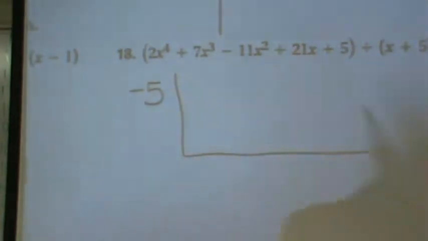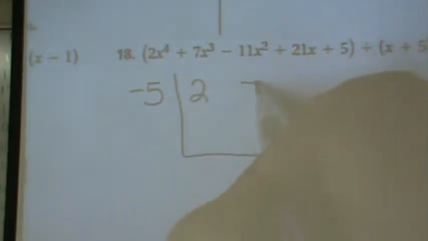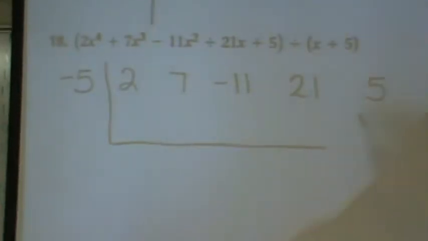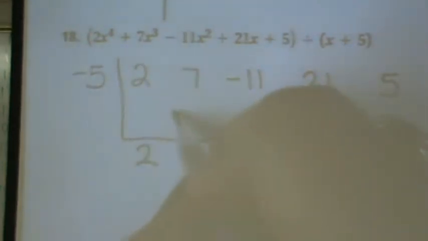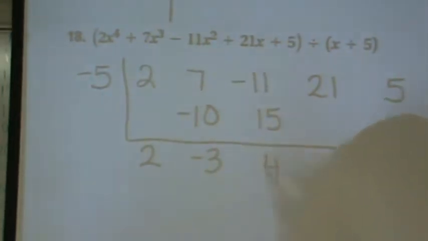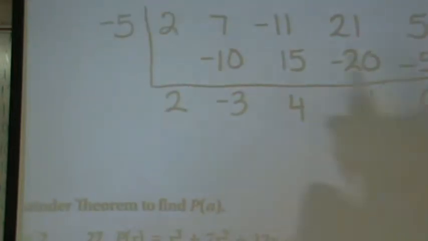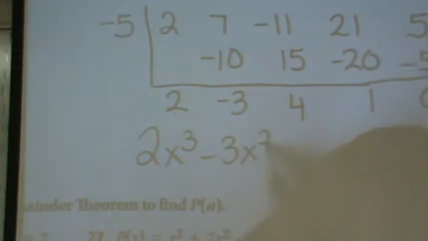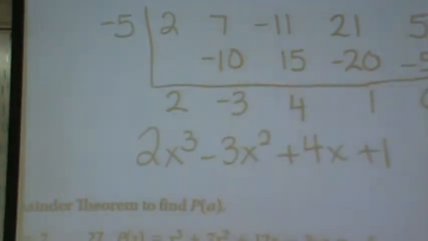The next one, you're going to put a negative 5 out, and you're left with a 2, a 7, negative 11, we have 21, and we have 5. So we're going to bring down the 2, we get negative 10, add, multiply, you get 15, add, you get 4, multiply, you get negative 20, add 1, multiply, you get negative 5, and you get a 0 remainder. So this goes into this evenly with 2x cubed minus 3x squared plus 4x plus 1 as your answer.